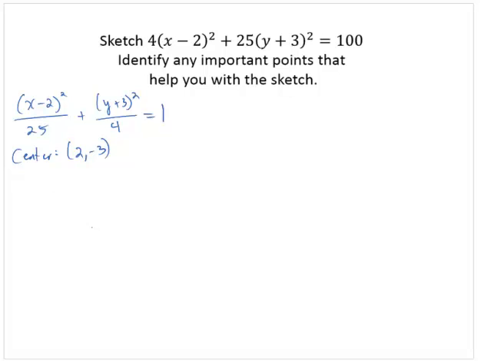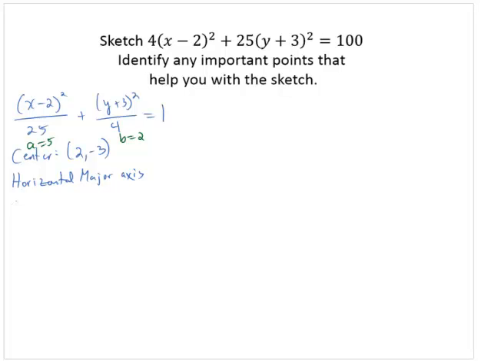Now, let's find some important points. First, we might recognize that this has a horizontal major axis. If we think of those a and b values, a equals 5 and b equals 2. And since a is greater than b, this has a horizontal major axis.